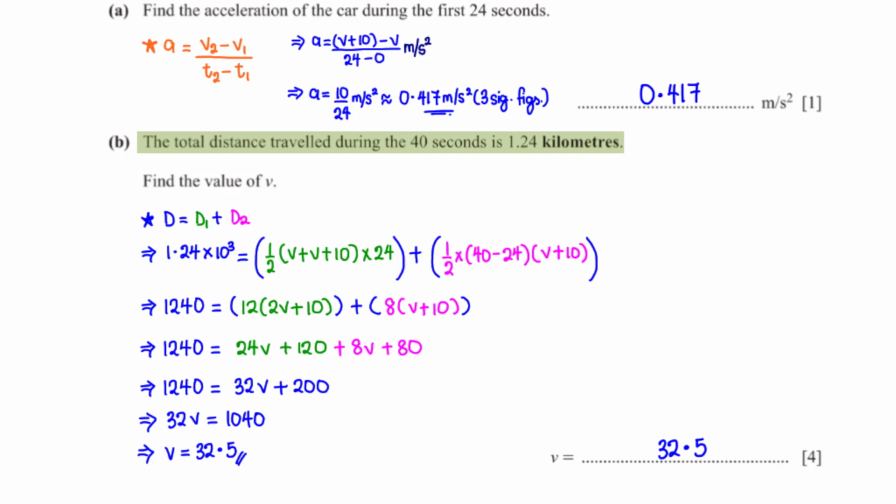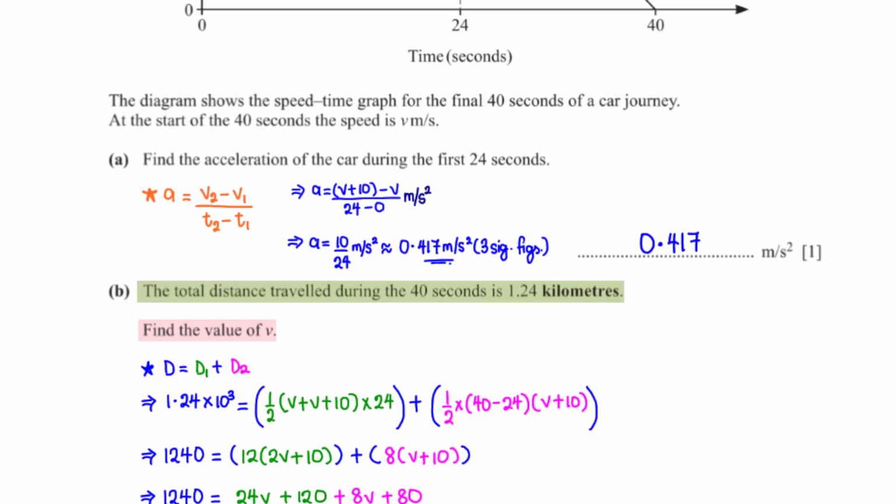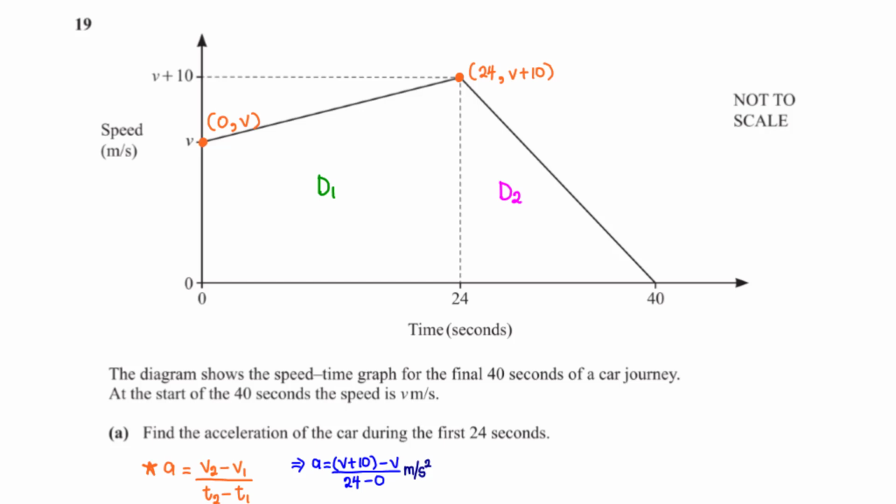The total distance traveled during the 40 seconds is 1.24 kilometers. Find the value of v. The total distance traveled is equal to the area under the graph from t equals 0 to t equals 40. This area can be split into two. This is what we have labeled as D1 and D2.